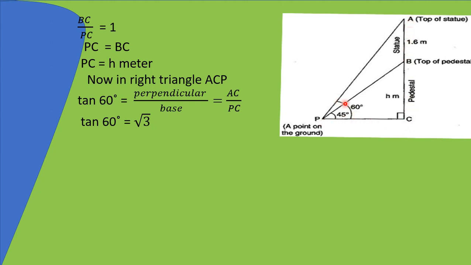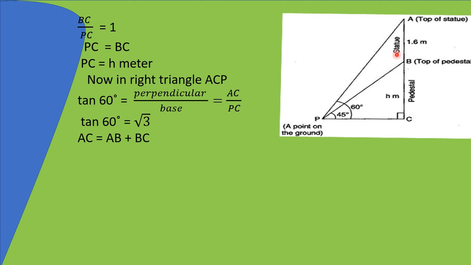Now here the angle of elevation is 60 degrees. So tan 60 degrees is equal to AC upon PC. Now tan 60 degrees is root 3, as we know that. So by putting the value we get AC upon PC is equal to root 3.